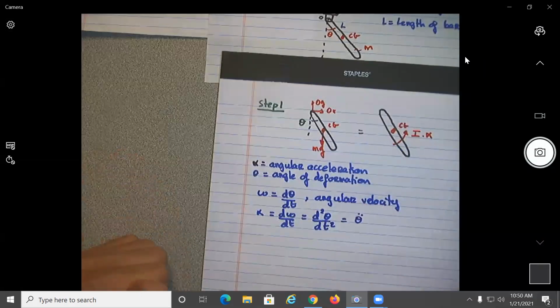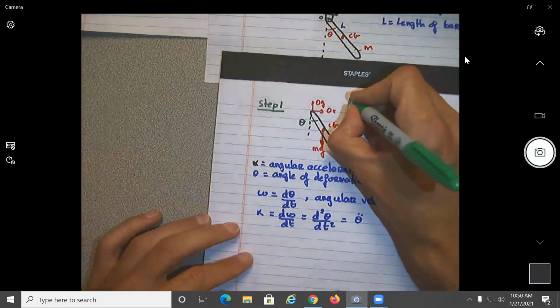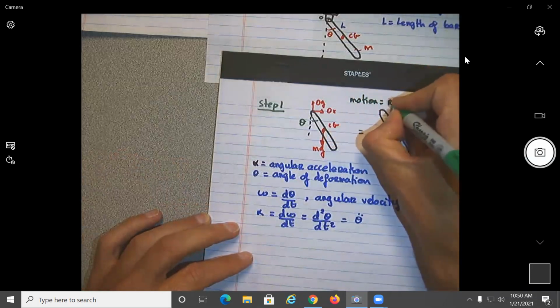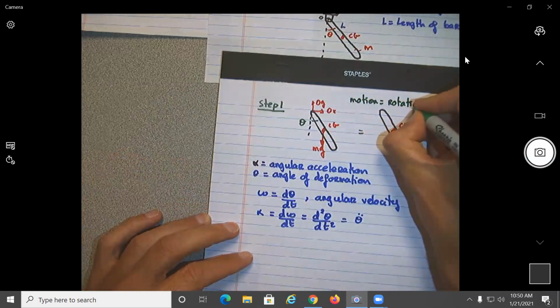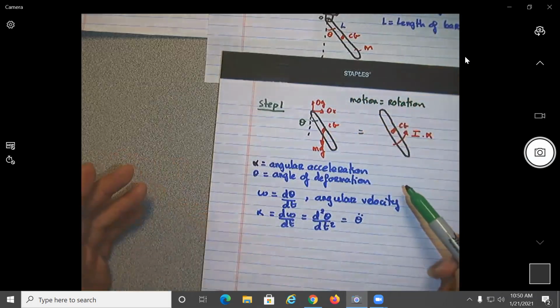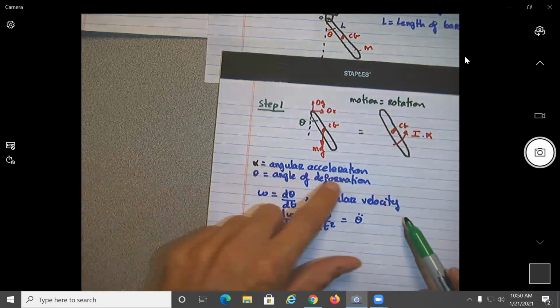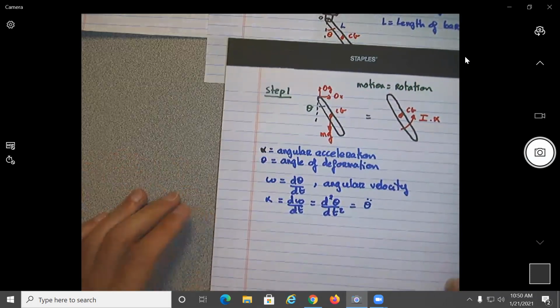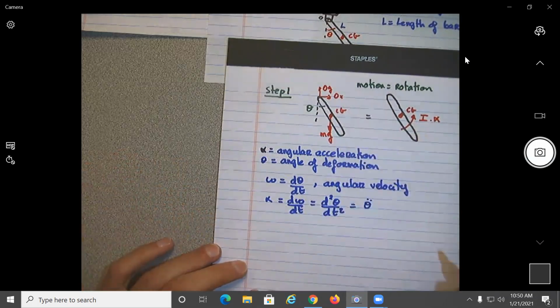So basically, the important part over here is to realize what type of motion this bar is really having. It is rotation. So if it has rotation, we're going to have to use the rotation terms: angular acceleration, angle of deformation, all right? And then what will be the equation? What will be the dynamic equation defining the motion of the rotation?